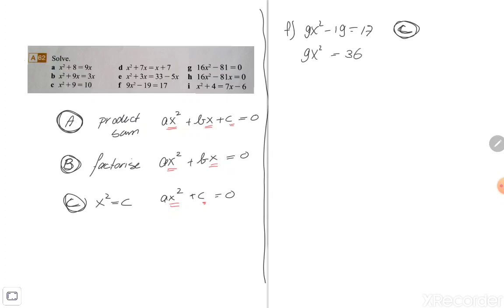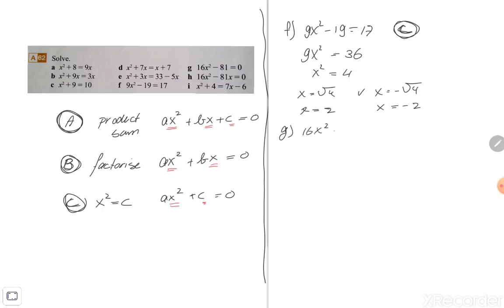There's still 9 in front of x squared, so divide by 9: x squared is equal to 4. And now you can take the square root. x is the square root of 4, or x is minus the square root of 4. So x is 2, or x is minus 2. So that's exercise F. G.